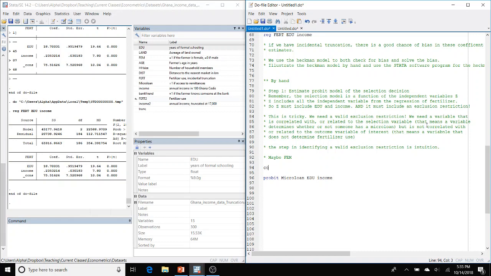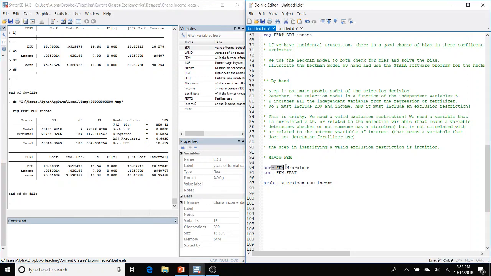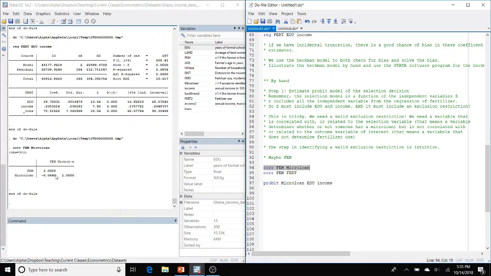Let's just do a check. Let's look at the correlation between fem and microloan, and then the correlation between fem and fertilizer use. That one might work. So, correlation fem and microloan. Actually, there's very little correlation between gender and microloan. So this is not going to be a good one. Gender won't work. There's too little correlation between fem and microloan. Remember, you need to have good correlation between the exclusion restriction and the selection variable, and 0.04 is very low. So that's not going to work.